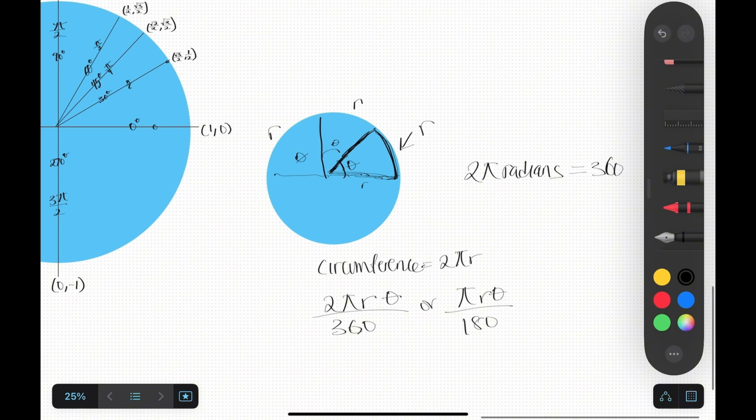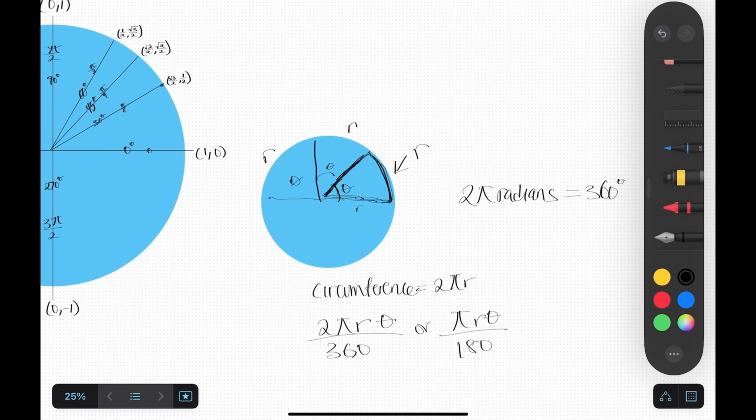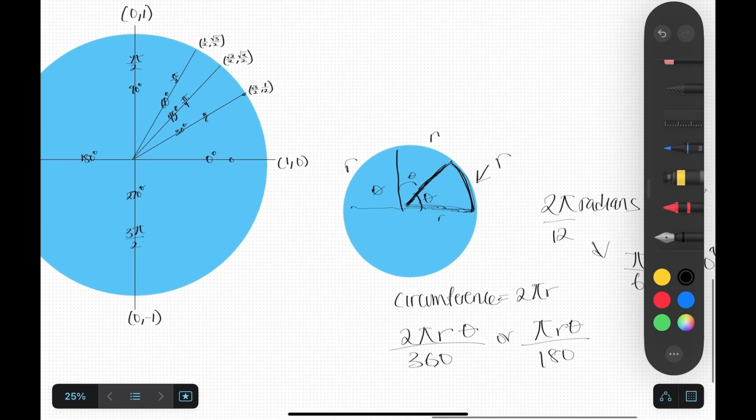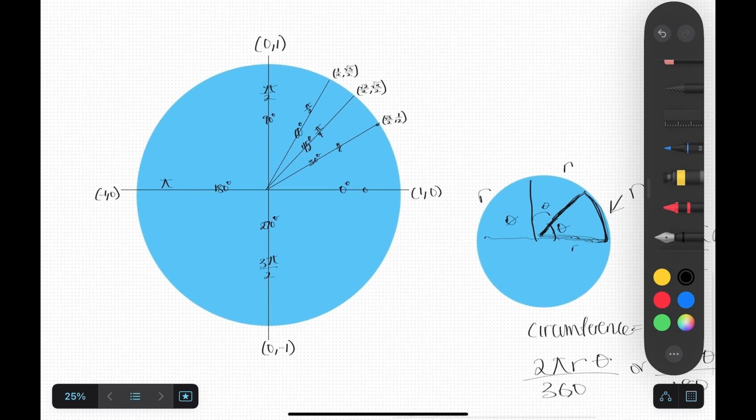For example, if we wanted to convert pi over 6 radians into degrees, dividing by 12 on both sides leaves us with 30 degrees. I leave the rest of the circle to you as a challenge to fill out using the same intervals as the first quadrant.